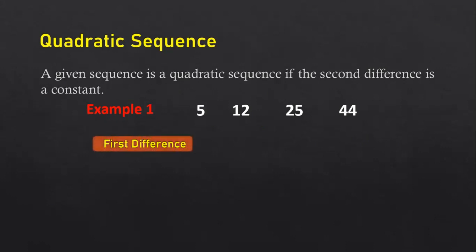The difference from 5 to 12, we got 7, because 12 minus 5. And then the difference from 12 to 25, we got 13, because 25 minus 12. And from 25 to 44, we got 19.